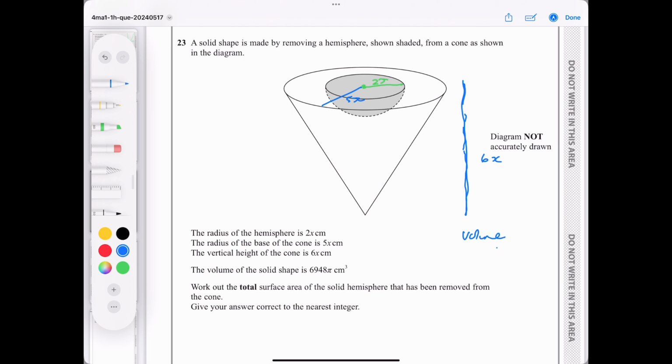And we know that the volume of the entire shape is 6948 pi centimeters cubed. Right. So work out the total surface area of the solid hemisphere that has been removed from the cone. Okay, and give your answer to the nearest integer. So we know that the whole thing is, okay, I'm going to find the cone.